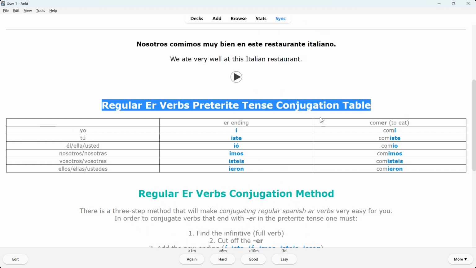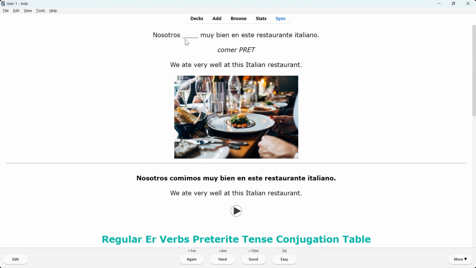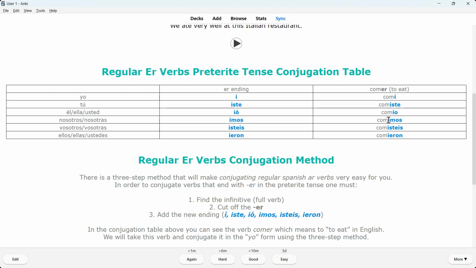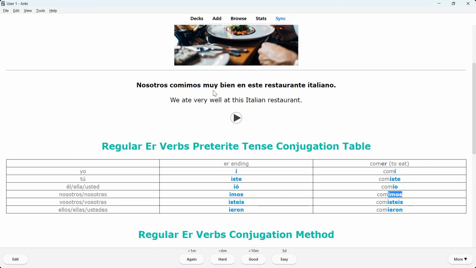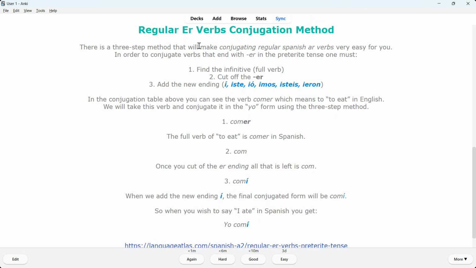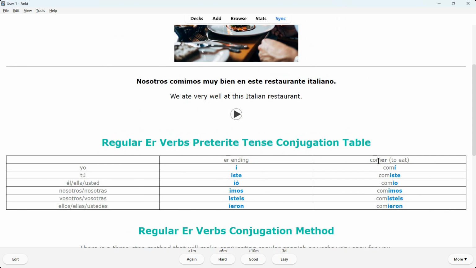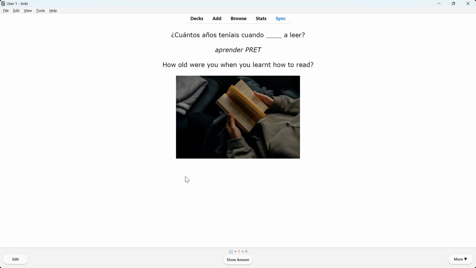Over here we have a conjugation table where we can see the ER ending and we can see how this applies in an example, in comer, for example. And we have comer over here. Then you can see how it happens with the IMOS ending, as you can see right over here. We have the regular ER verbs conjugation method. So how does conjugating actually work? Find the infinitive, cut off the ER and add the ending. So comer, ER ending, we cut it off and we add the I, and this is the yo form. In our example, we have comer, we get rid of the ER and add the IMOS ending, as we have done over here. Let's do another one.